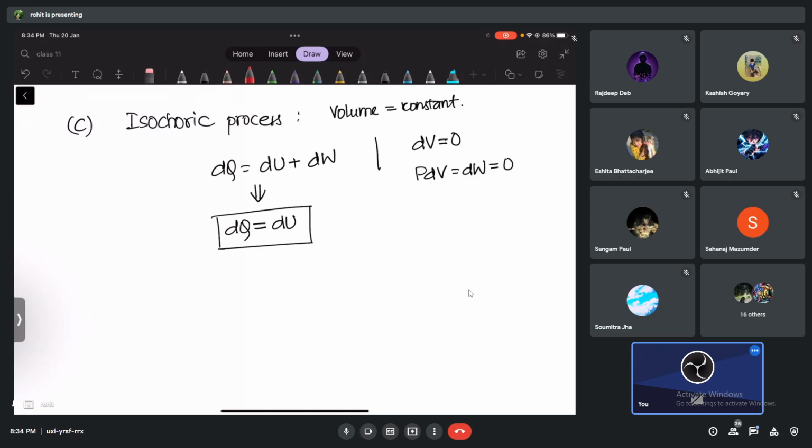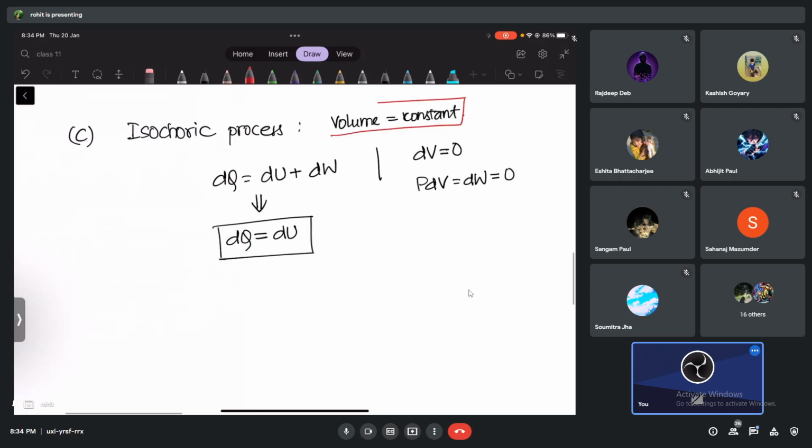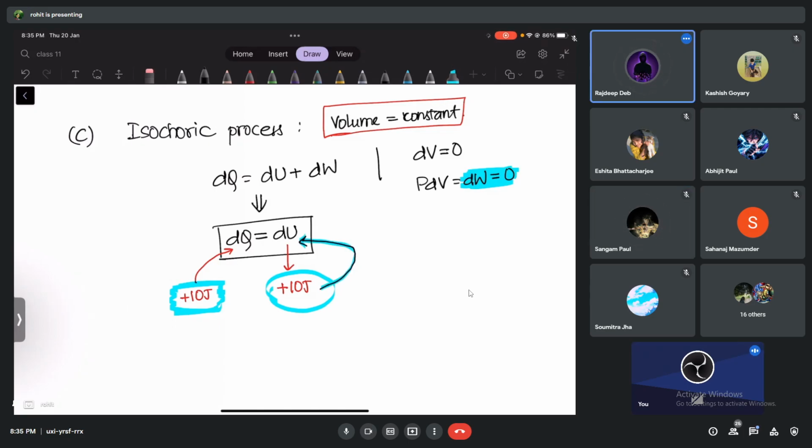It means that if the gas cannot change its volume, and the gas is gaining 10 joules of energy, what will be the value of du? It will also gain 10 joules. Exactly. That means if the gas is gaining 10 joules of energy and cannot do any work, cannot push the piston, all the 10 joules will go and increase the internal energy of the gas. That is what happens in the isochoric process.